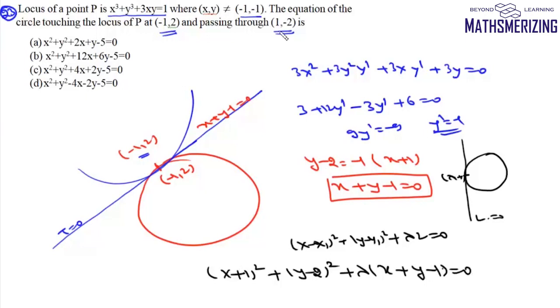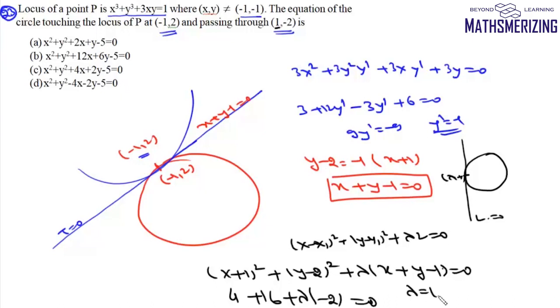Now this circle also passes through the point (1, minus 2). So we'll put x as 1. So here it will be 2, 2 square is 4. And then here it is 4, 4 square is 16, plus lambda. And here it will be 1 minus 2, so it will be minus 2 lambda equals 0.